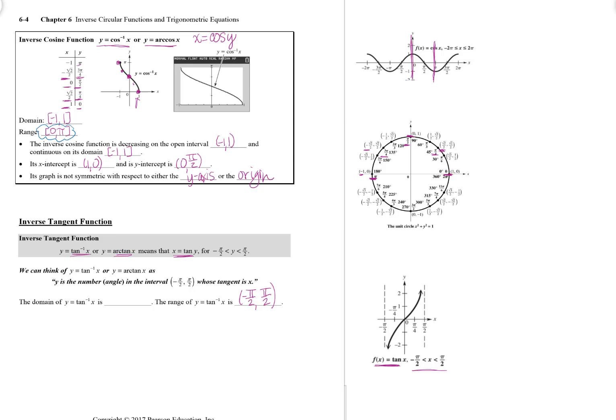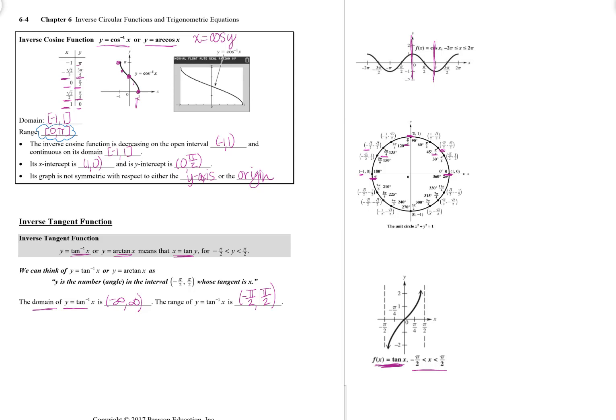The domain of inverse tangent, well, if we look at the graph here, the range of tangent, it keeps on going down, keeps on going up, so that's all real numbers. So negative infinity to positive infinity. Because remember, the range of the function is the same thing as the domain of the inverse.